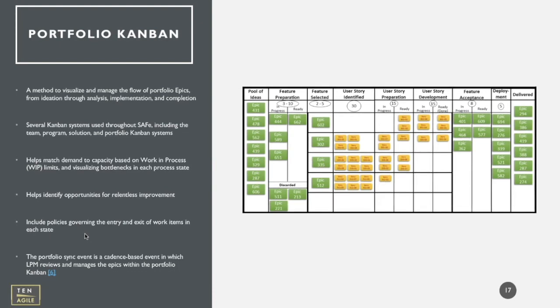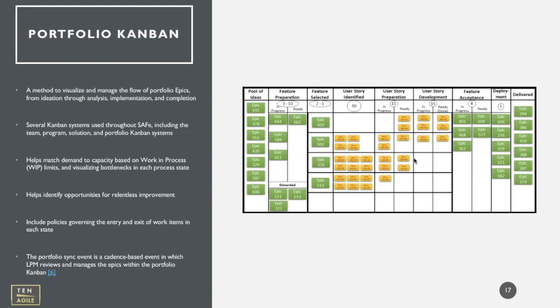And there are different policies that can be defined governing the entry and exit from each state. For example, when you are doing user story development, you can have a policy saying that my user story will remain in this state, and it cannot be marked as completed until a peer review is done after the coding. Only then can it be moved to the next state. So there are governing policies for each and every state.